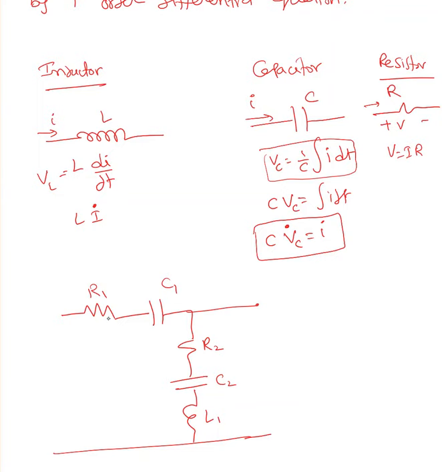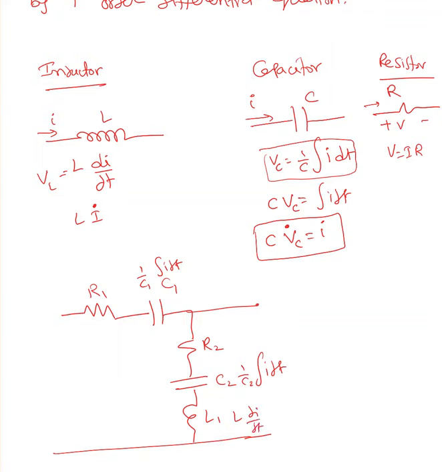Actually there are 5 elements, but a resistor does not store energy. It converts electrical energy into heat energy or light energy, so it does not store it. But capacitors and inductors store energy. Capacitors store energy in the form of electric field, inductors store energy in the form of magnetic field. So here the voltage drop across these is 1 over C1 integral of I dt, 1 over C2 integral of I dt, and the voltage drop across L1 is L times di by dt.